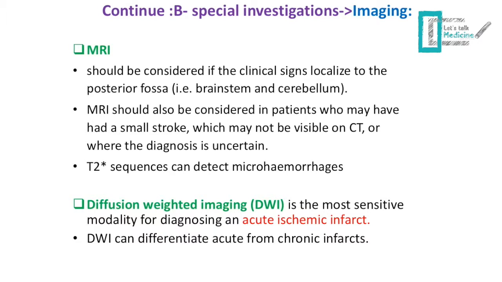The other imaging modality is MRI. In short, MRI is used whenever CT wasn't helpful: in posterior fossa infarcts, small strokes, cortical strokes, and also when the diagnosis is not certain. MRI is more accurate, and it will help you. There are certain sequences of MRI, like T2 sequences, which will detect microhemorrhages. Another sequence of MRI is diffusion weighted imaging, and it is the most sensitive modality for diagnosing an acute ischemic infarct. It can also differentiate between acute and chronic infarct, which is another good point about this kind of MRI.